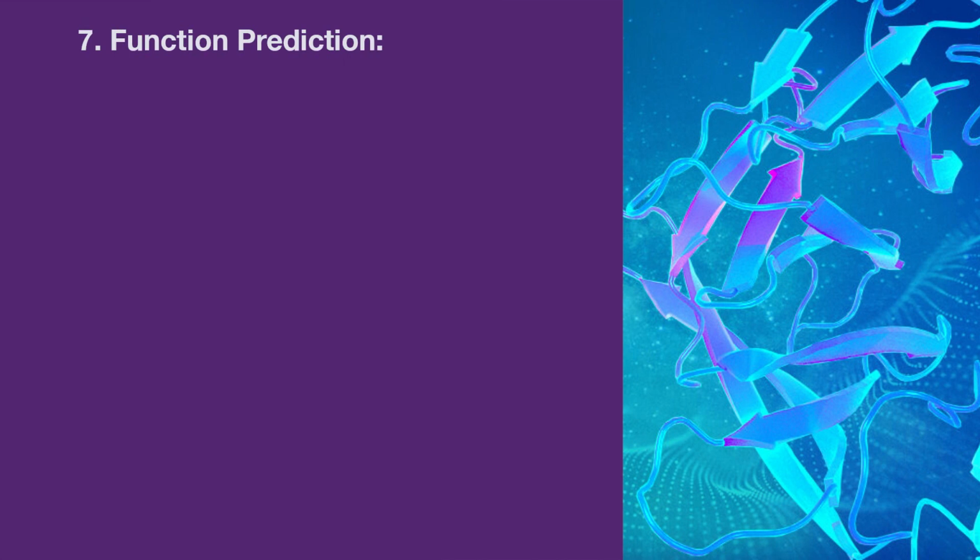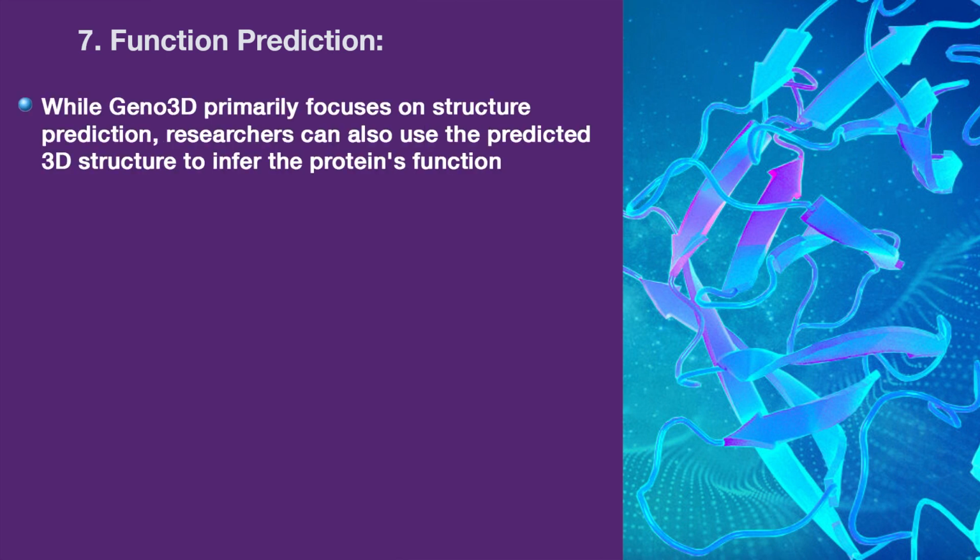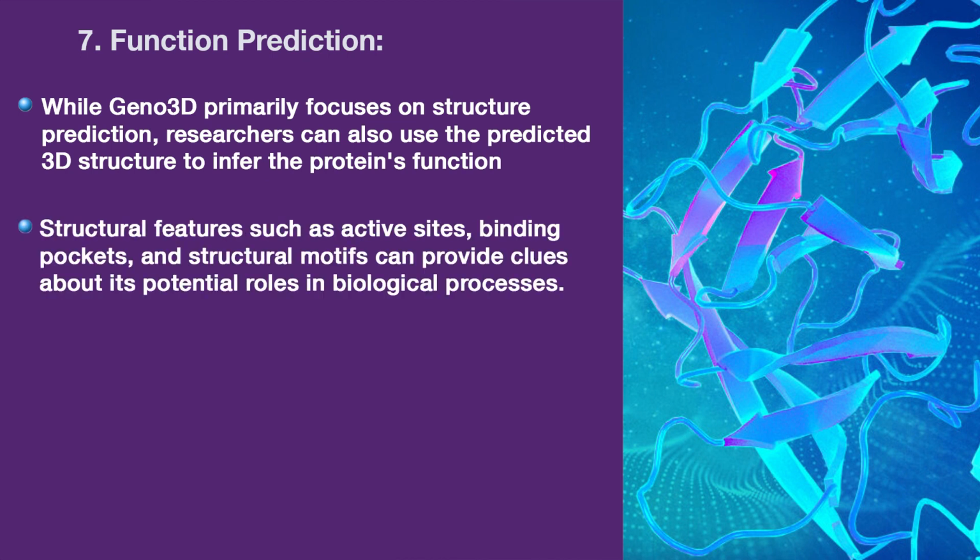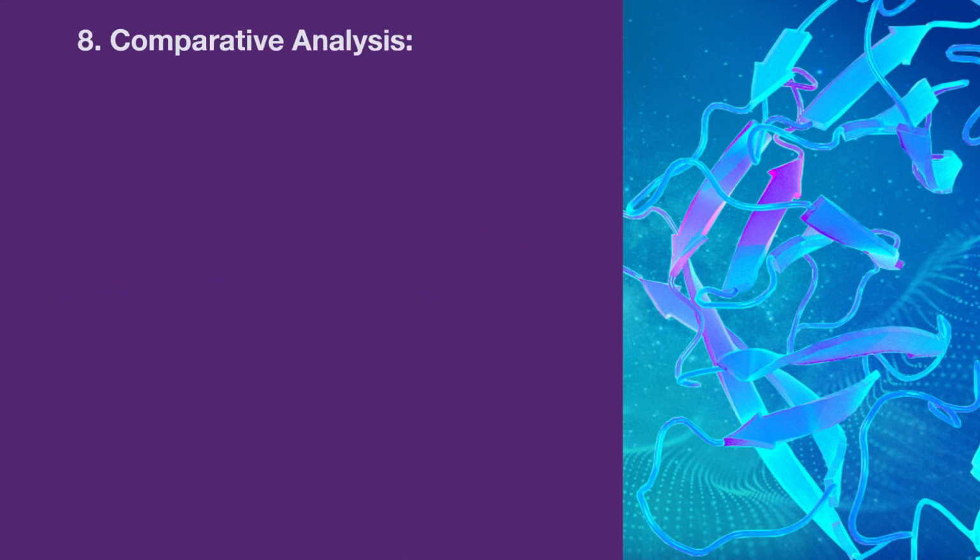Another basic result may be function prediction, or application of Geno3D. While Geno3D primarily focuses on structure prediction, researchers can also use the predicted 3D structure to infer the protein's function. Structural features such as active sites, binding pockets and structural motifs can also provide clues about its potential role in biological processes. Another application may be comparative analysis.